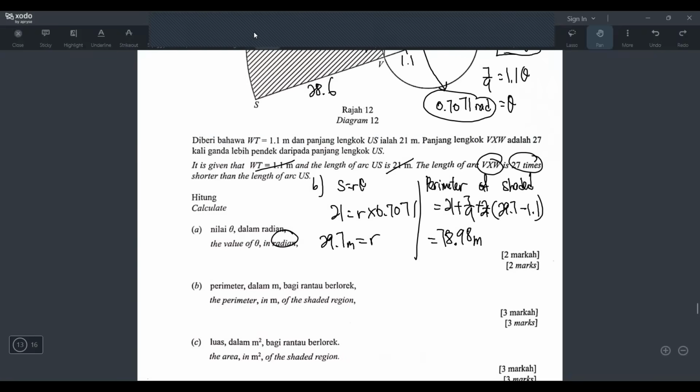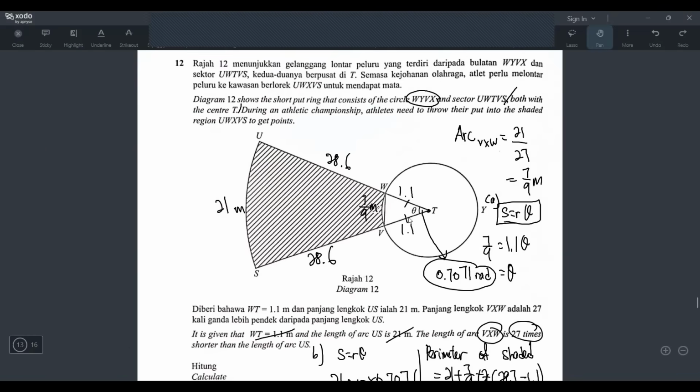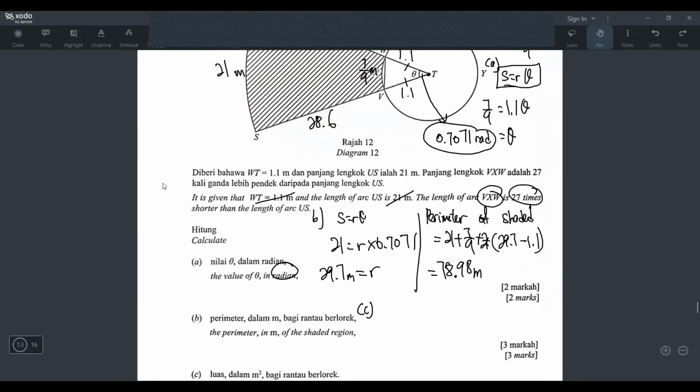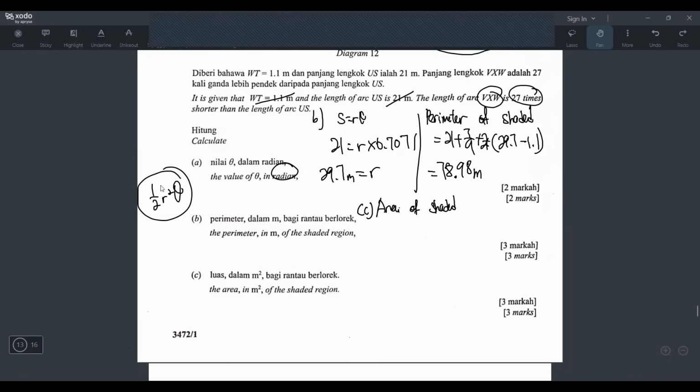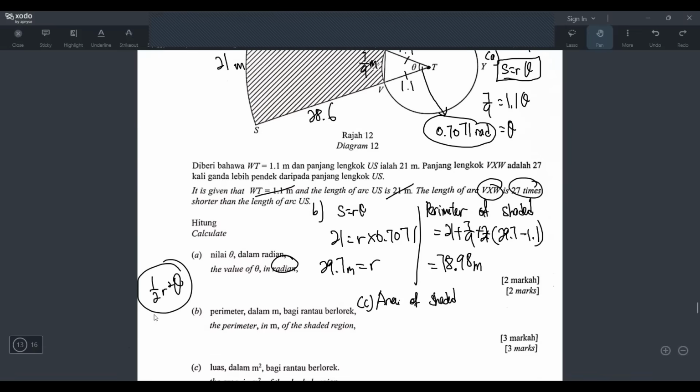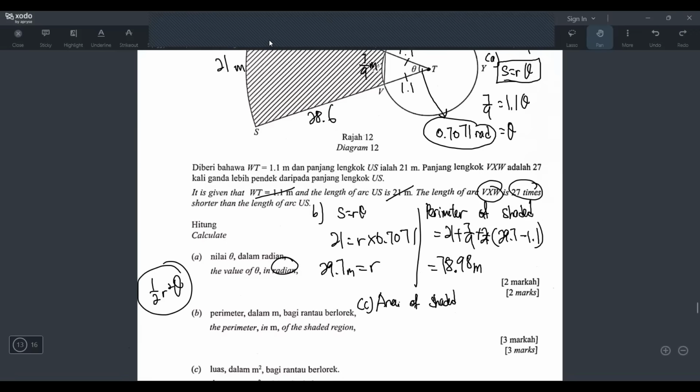Area of shaded region. Okay, I'll do it here. So how to find the area of the shaded region? Very easy. Just take area of sector minus area of sector. That's all. And the area of sector formula is 1/2 r squared theta. So this is the formula I'll use, right? They want area, right? Okay. So how to find area of shaded? Big sector minus small sector.